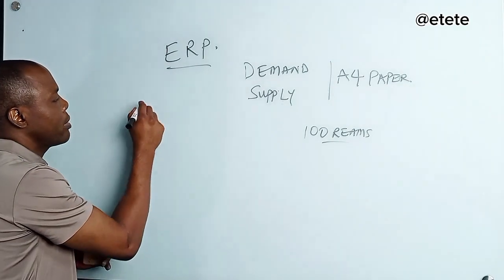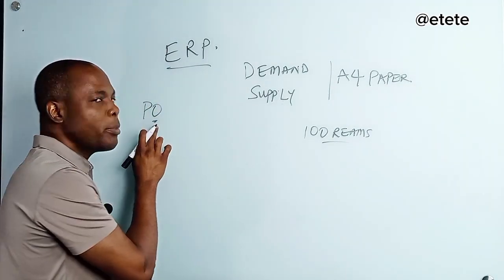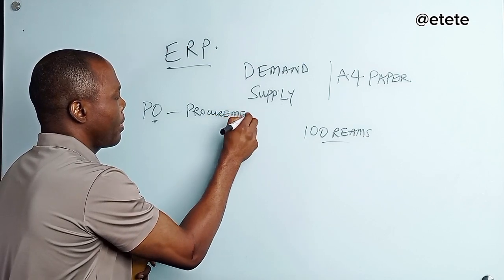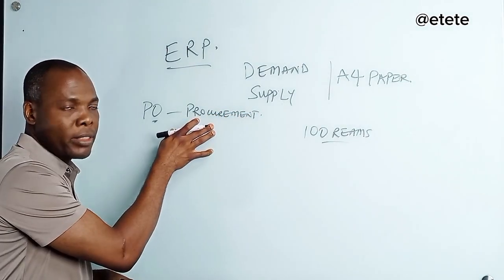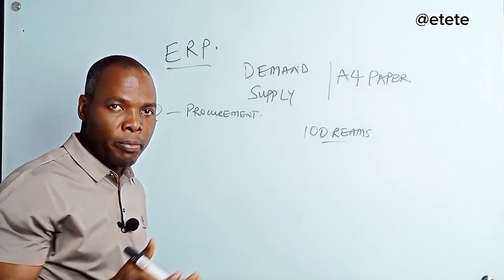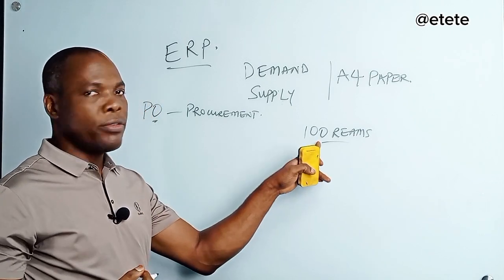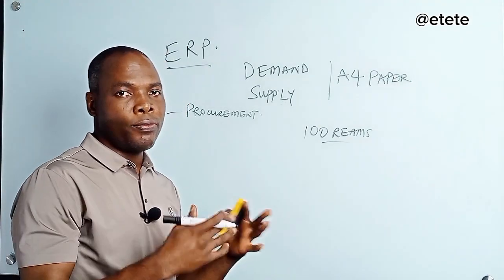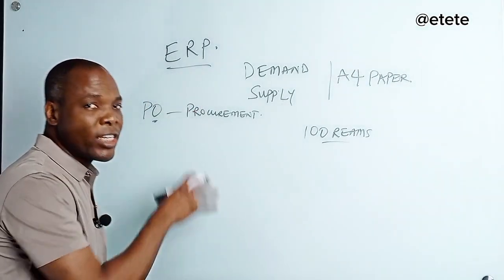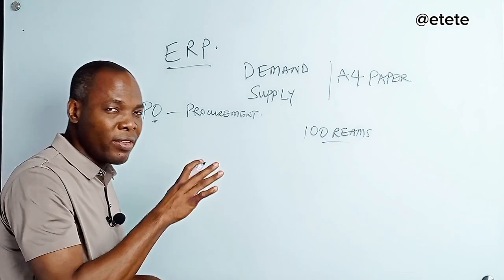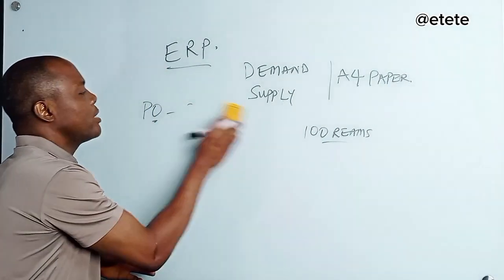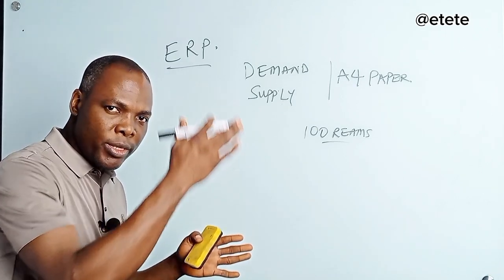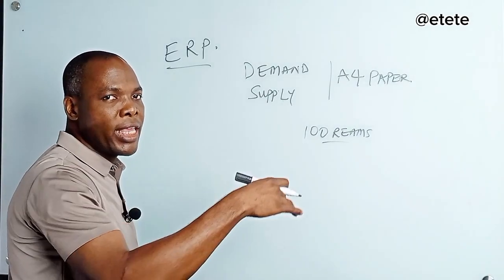Now, we do a PO, right? Purchase order. Once a purchase order is done by the procurement department, they will print out this purchase order and give it to the supplier. Now the supplier will have to bring this A4 paper, 100 reams. The storeman will receive it into the store and then do all the paperwork and present it to the finance department.